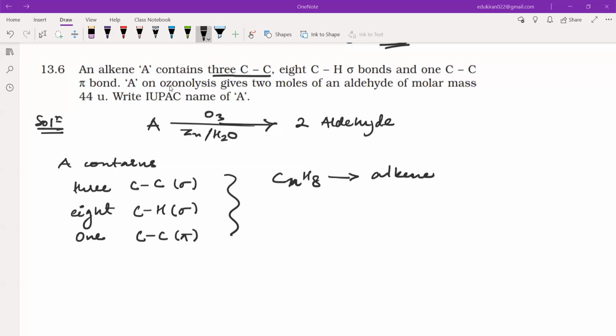Yeah. Now, what will be the value of N if it is an alkene? 3. 3. Alkene है ना? आप इससे बोल रहे हो ना? Samaira, you said 3 from 3 CC bonds, right?